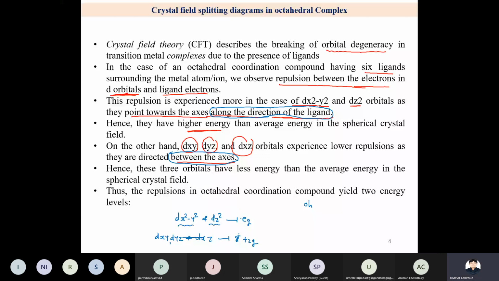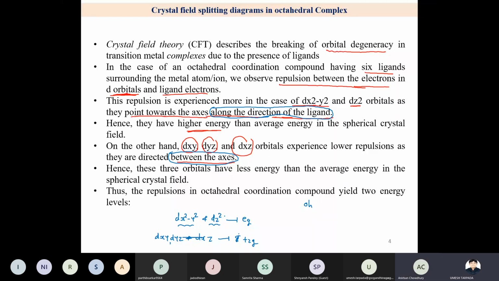So my question is, is there any splitting that takes place in a free ion state? No, they are degenerate. So when does splitting occur? Splitting occurs when the ligand comes close to the metal. Then there will be repulsion.